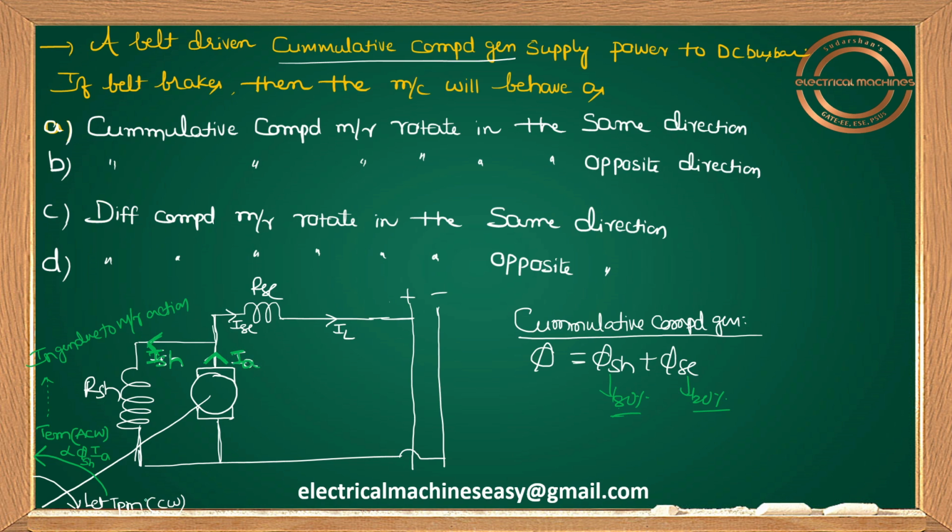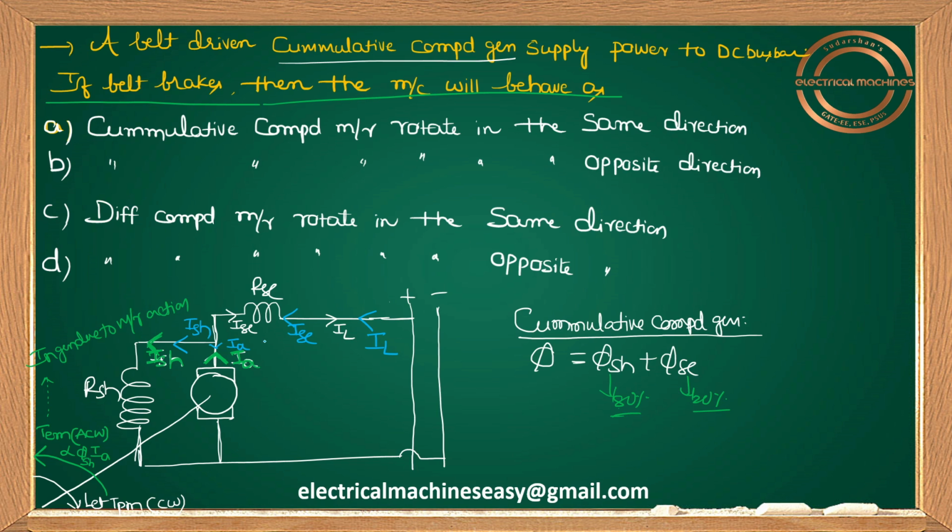Now, if the Tm is generated due to motor action, whatever torque is produced, I took it in the anticlockwise direction. Now what I'm asking here is, if the belt breaks, how will the machine behave? Once again, it's a simple question, guys. If the belt breaks, your generator acts as a motor. So if it is a motor, IL will be like this, ISC will be like this, ISH will be like this, and Ia will be like this.